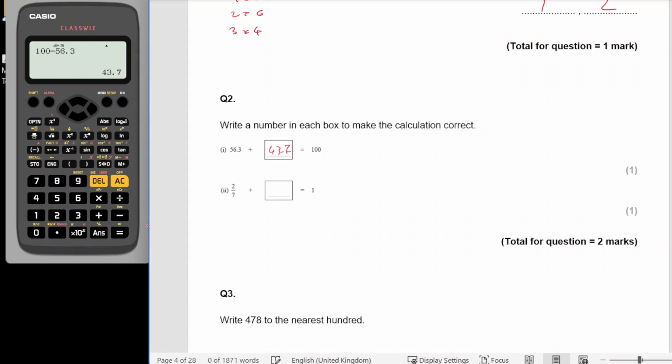For the second one, 2 over 7 plus blank equals 1. So we're adding, so in effect you would do 1 take away 2 over 7, but it should be 5 over 7. So that's going to be 5 over 7.